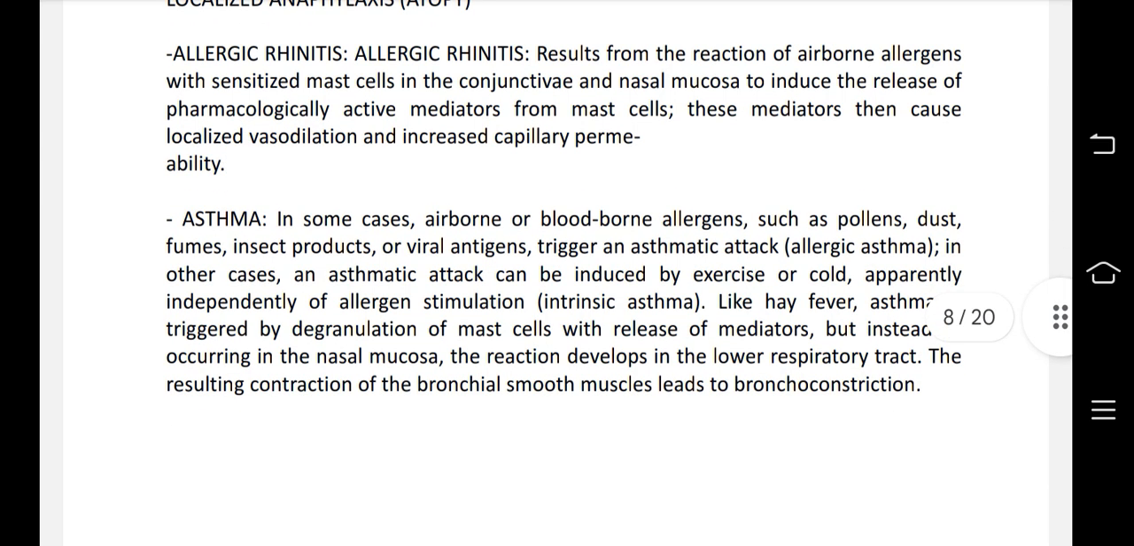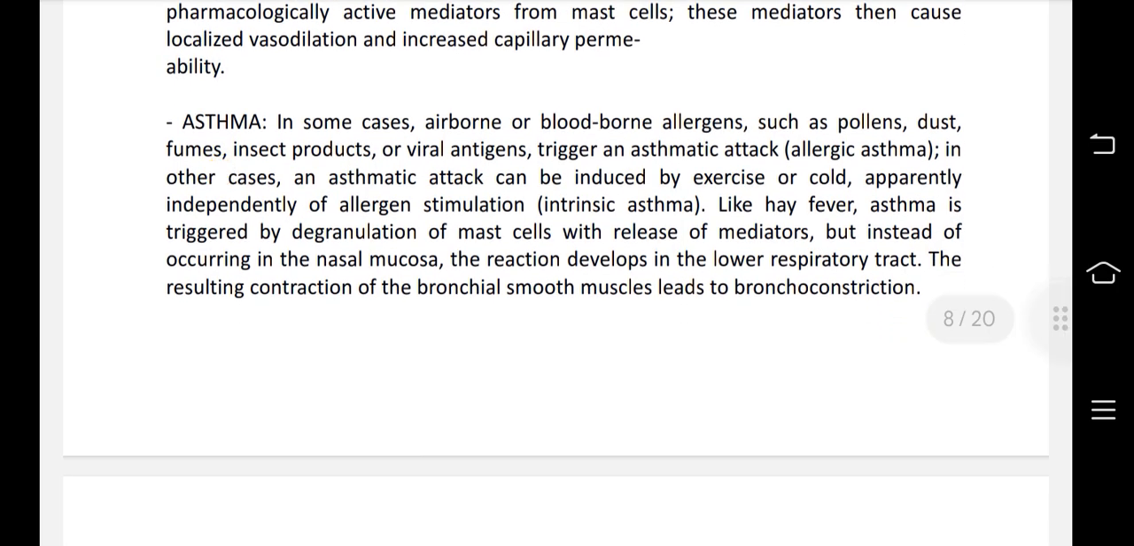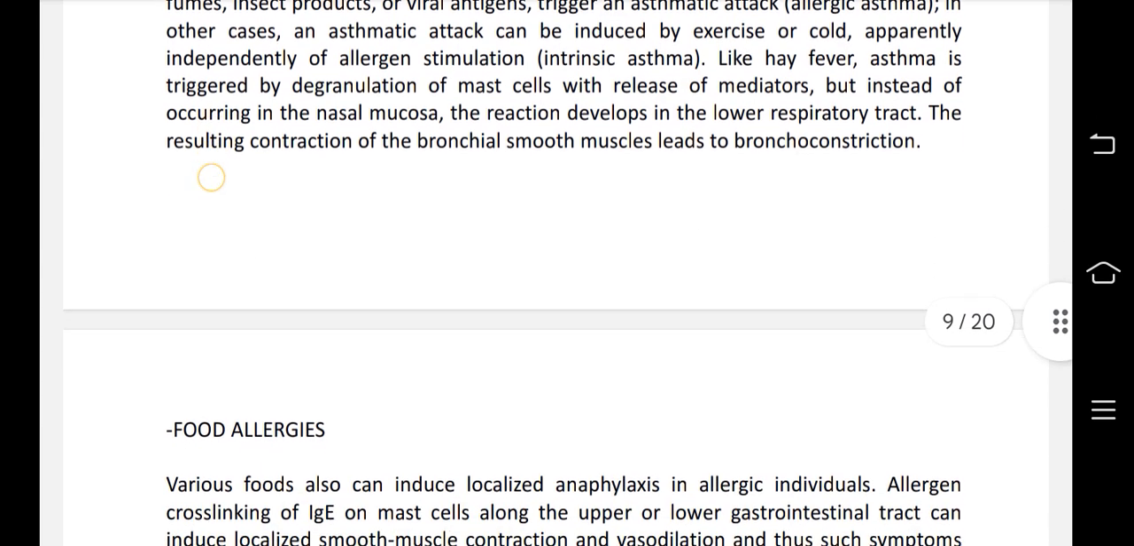Then asthma. In some cases, airborne or blood-borne allergens such as pollens, dust, fumes, insect products, or viral antigens trigger an asthmatic attack, or allergic asthma. In other cases, an asthmatic attack can be induced by exercise or cold, apparently independently of allergen stimulation, intrinsic asthma. Like hay fever, asthma is triggered by degranulation of mast cells with release of mediators, but instead of occurring in the nasal mucosa, the reaction develops in the lower respiratory tract. The resulting contraction of bronchial smooth muscle leads to bronchoconstriction.